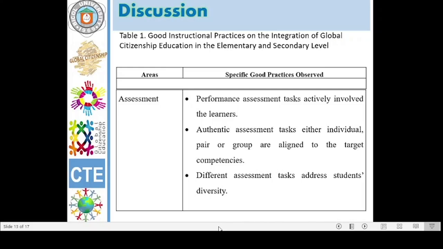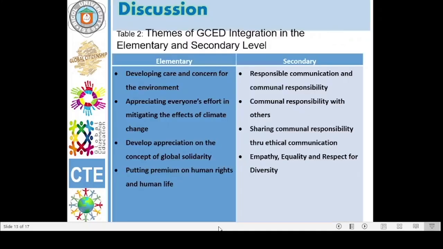With regard to the assessment, these are the specific good practices observed. 1. Performance assessment tasks actively involve the learners. 2. Authentic assessment tasks, either individual, pair, or group, are aligned to the target competencies. And number 3, different assessment tasks address students' diversity.